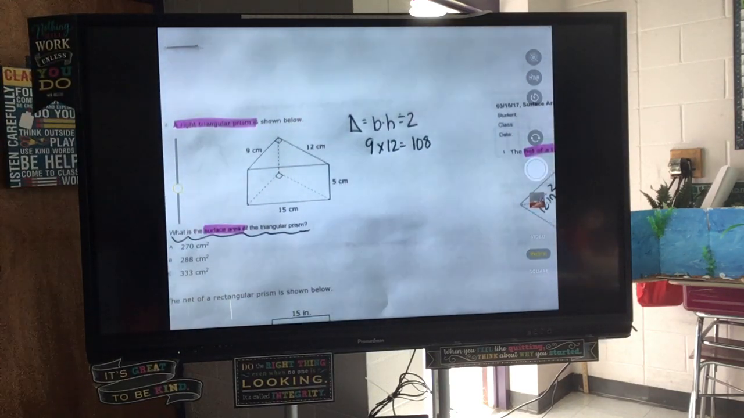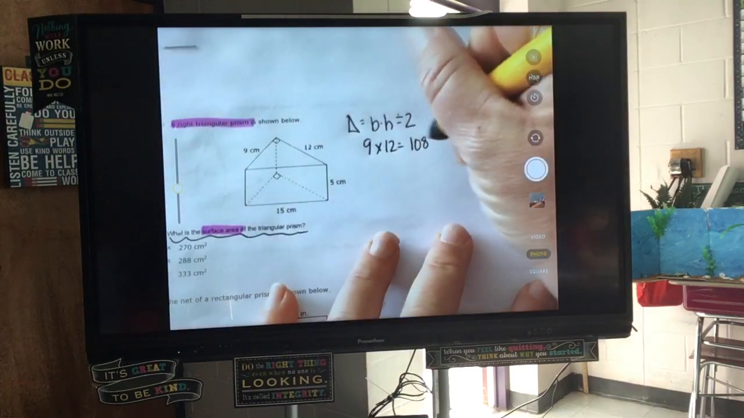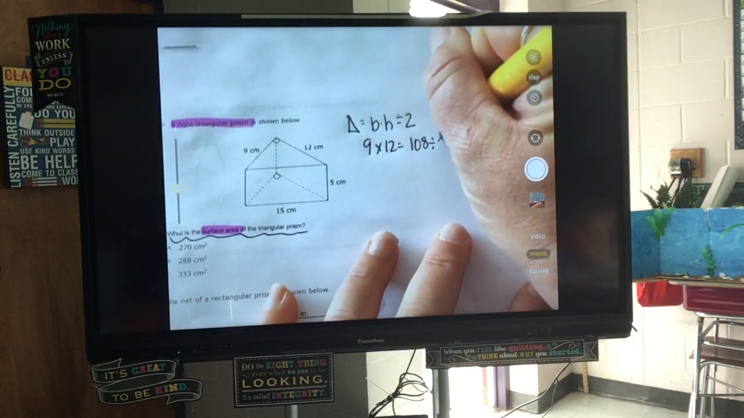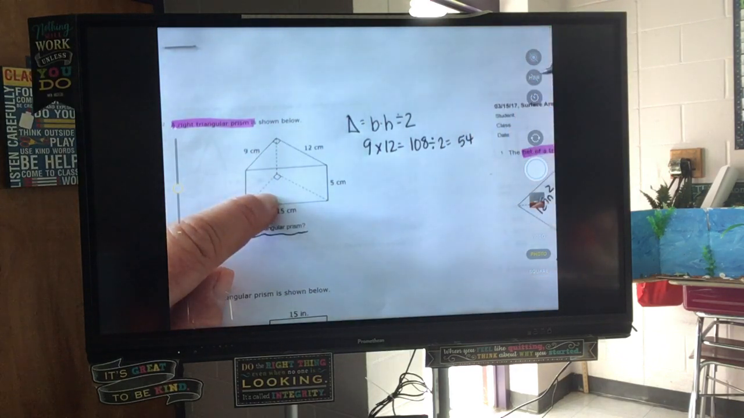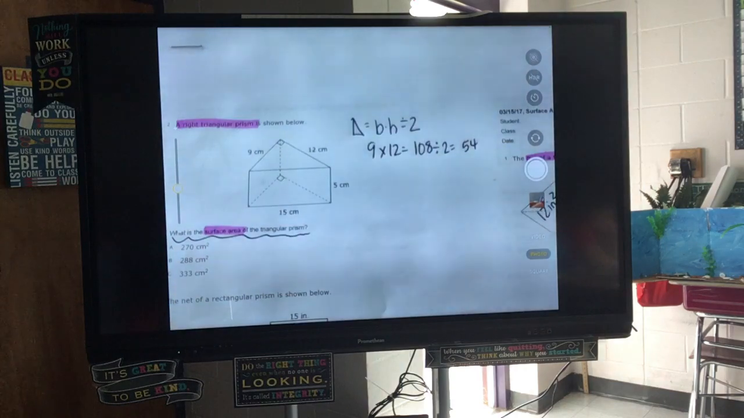If it doesn't make sense, by all means, please go ahead and divide this by 2 and you end up with 54. Each one of these triangles is 54, right? All right, now, this is where, again, it gets kind of hard. And I try to cover up as much as possible, so I'm only looking at one shape at a time.